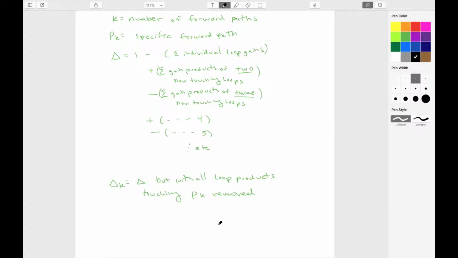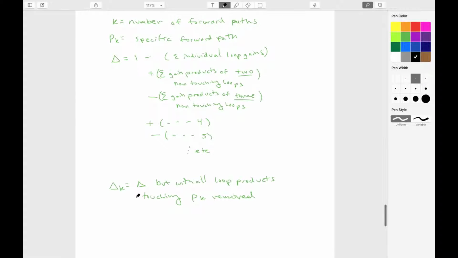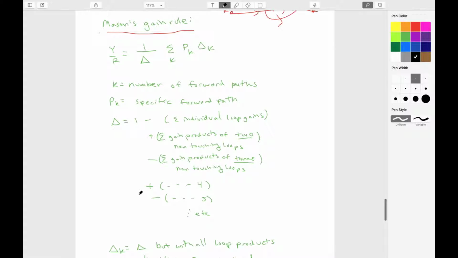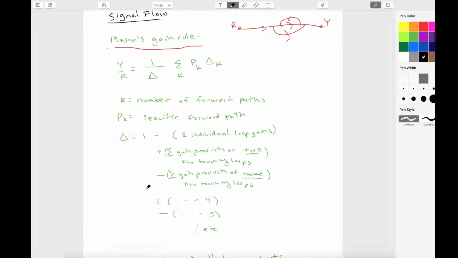So if I have one path and all the loops touch it, then delta sub k is going to look like 1, because all of the gains that touch it have to be removed. All right, so that's a very simple reminder of how to use Mason's gain rule.